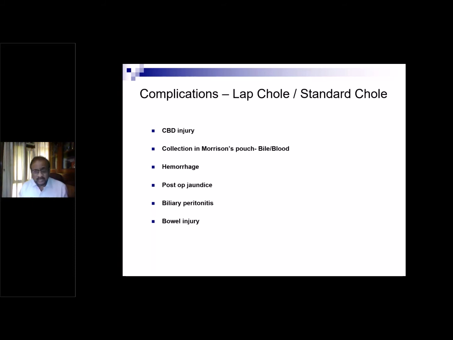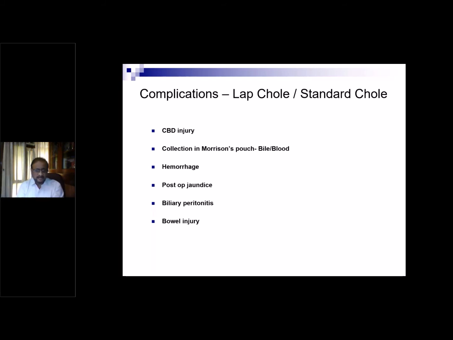And where does oozing come from? These are basically the peripheral hepatic venules or the portal venules in these patients. So either hepatic or portal peripherally lying venous system is giving rise to this oozing. Fourth, postoperative jaundice. We'll talk about that in a short while because this has to do with CBD injury.